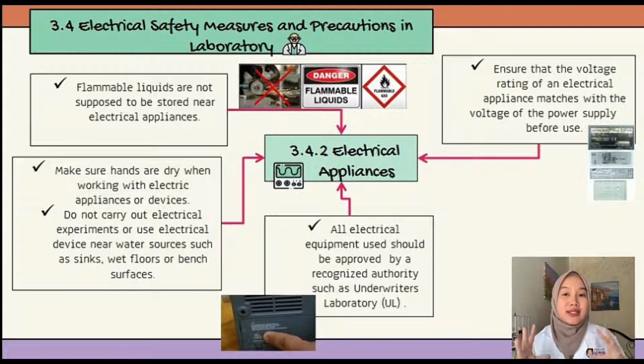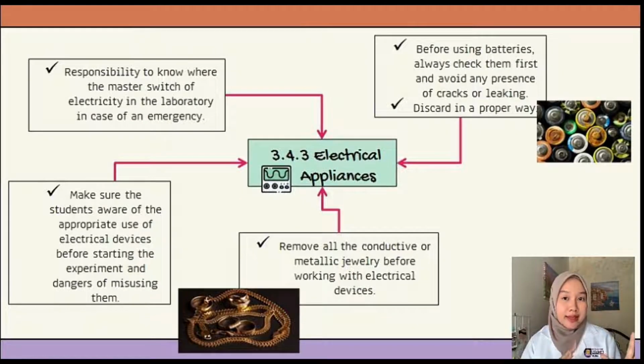The third one is that all electrical equipment used should be approved by a recognized authority such as Underwriters Laboratories, also known as UL, which tests products, design, and safety standards, and certifies manufacturers. The fourth one is to ensure that the voltage rating of an electrical appliance matches the voltage of the power supply before use. Other than that, always make sure that students are aware of the appropriate use of electrical devices before starting the experiment, and of the dangers of misusing them.